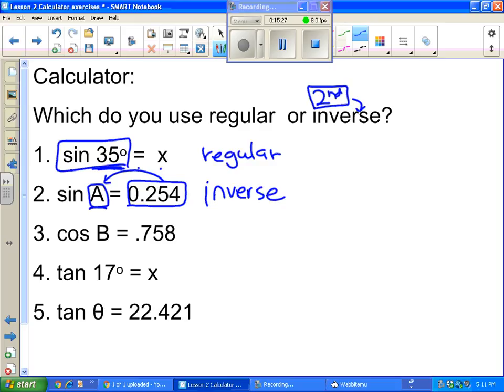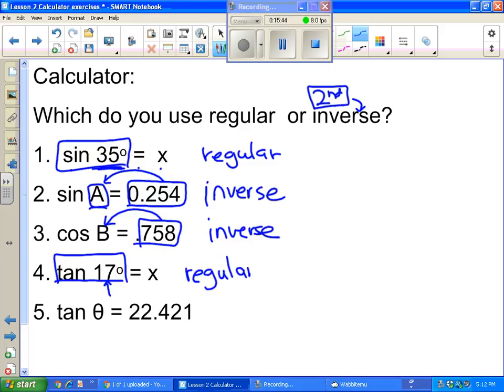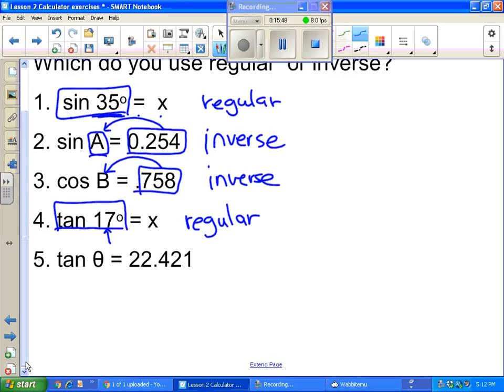Number 3, cosine of B is equal to 0.75. I have the answer. I got to work backwards to get the angle. That's inverse. Number 4, tangent of 17 degrees. They gave me the angle. So I type this in straight into my calculator using the regular tangent key. And finally, tangent of angle theta is 22.421. So I'm going to have to take the answer, work backwards to find the angle. That's when I need to use inverse, and I'll use inverse tangent.